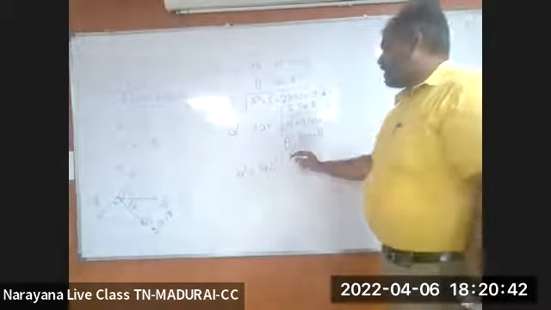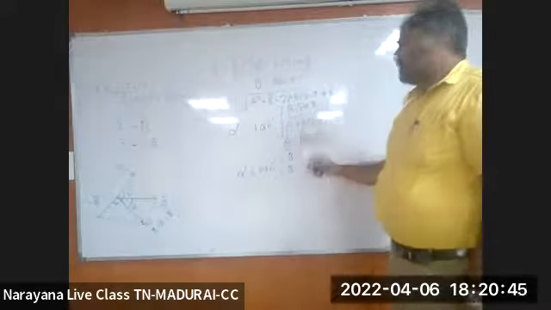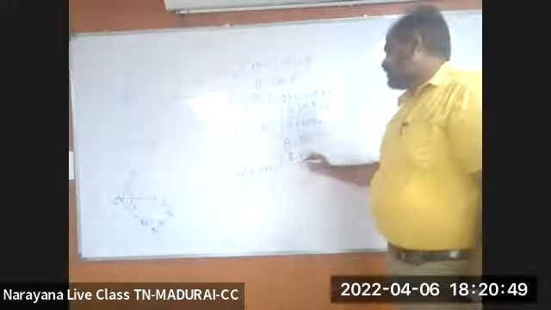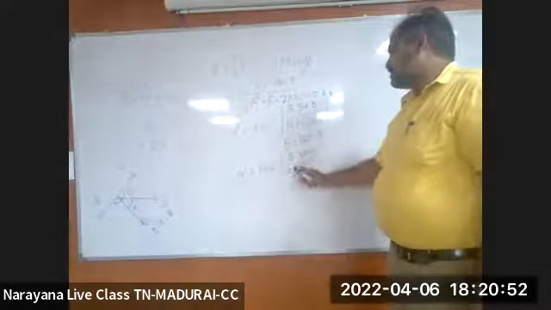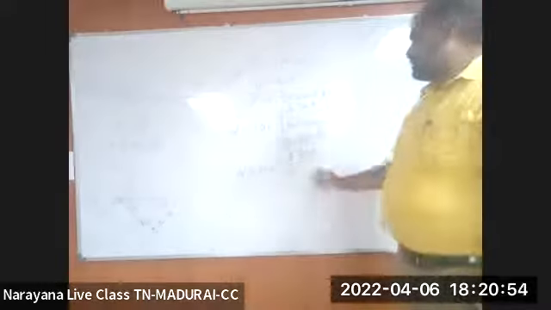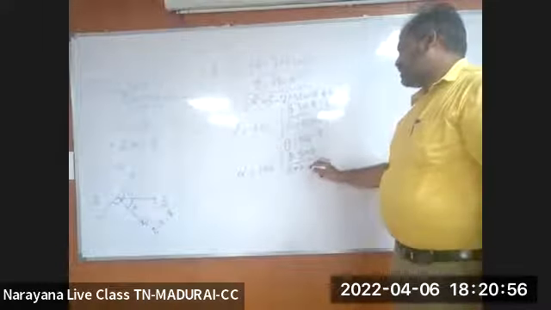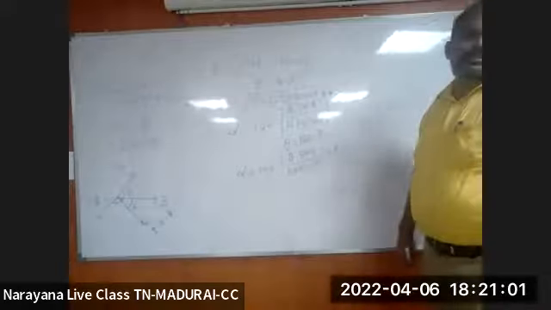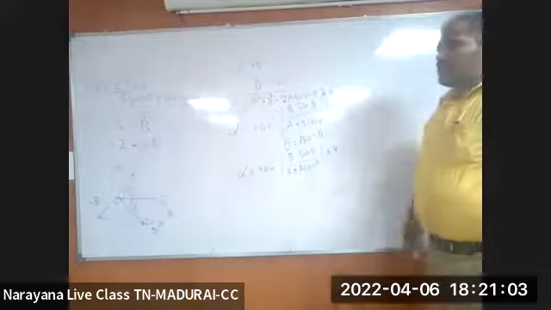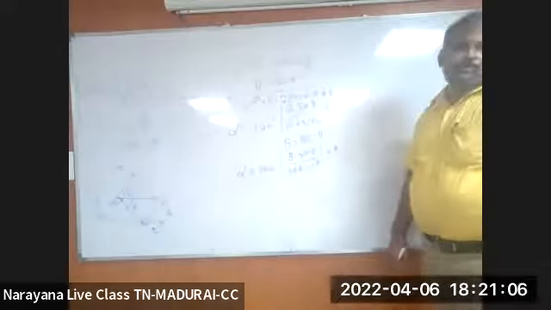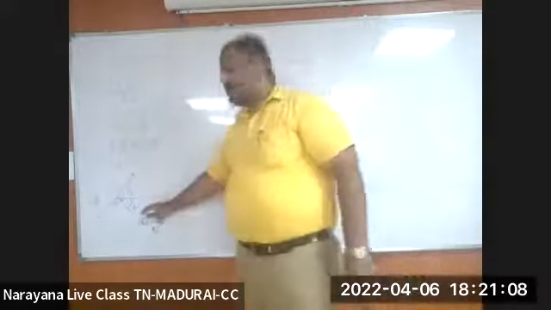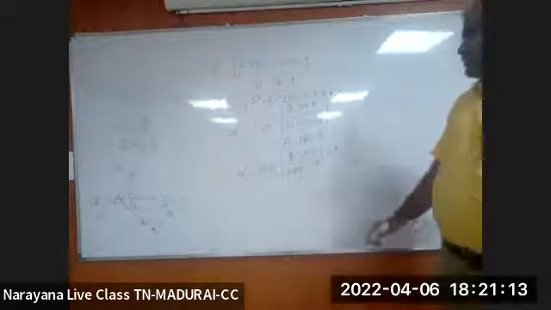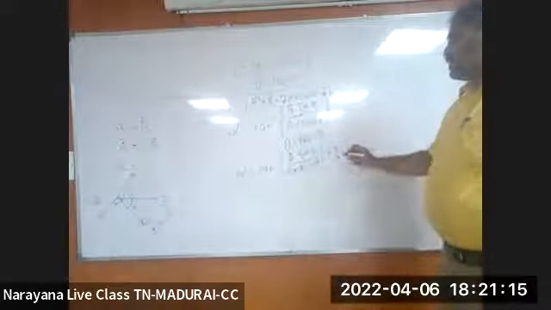Understood, what do you get? B into how much? Sin of 180 minus theta, how much here? Sin of theta, and whole divided by how much? A plus cosine of 180 minus theta, how much? A minus B cosine of theta. So this is the direction of the resultant of A and minus B. Understood? So compulsorily one should remember.